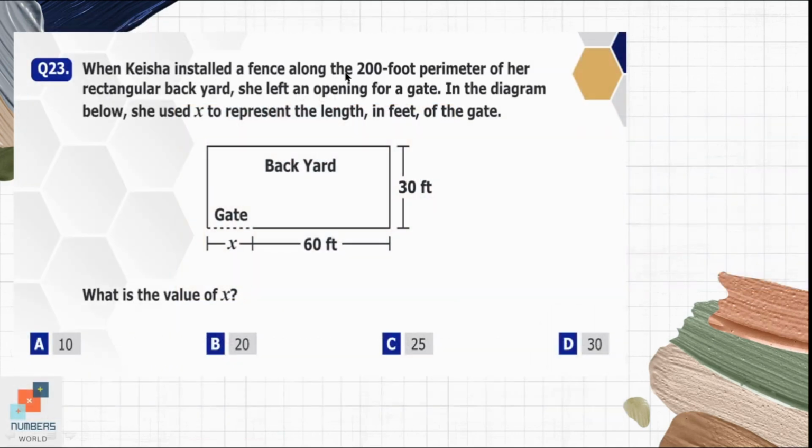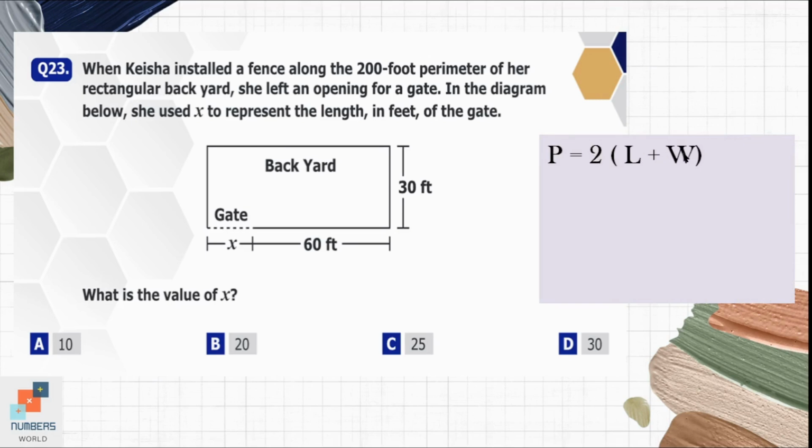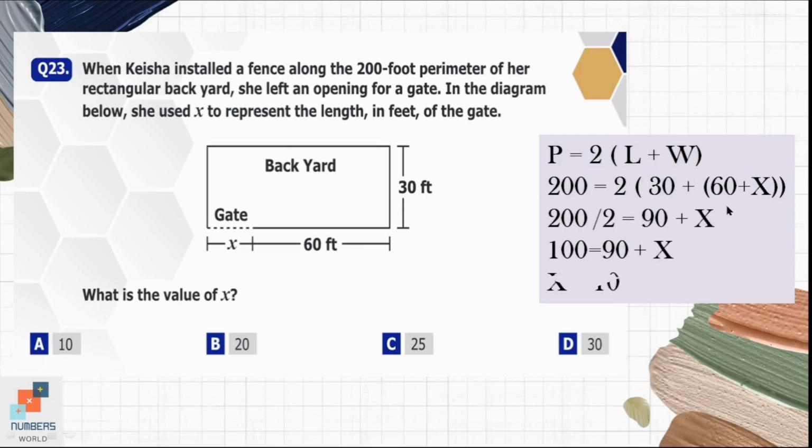Question number 23. When Keisha installed a fence along the 200-foot perimeter of her rectangular backyard, she left an opening for a gate. If in the diagram below she used x to represent the length in feet of the gate, what is the value of x? So we know the formula of the perimeter of a rectangle is equal to 2 into length plus width. So here perimeter is 200 feet, length is equal to 30, and some part of the width is missing, so we can write it as 60 plus x. After solving it, we can say the length of the gate is 10 feet, which is our option A.